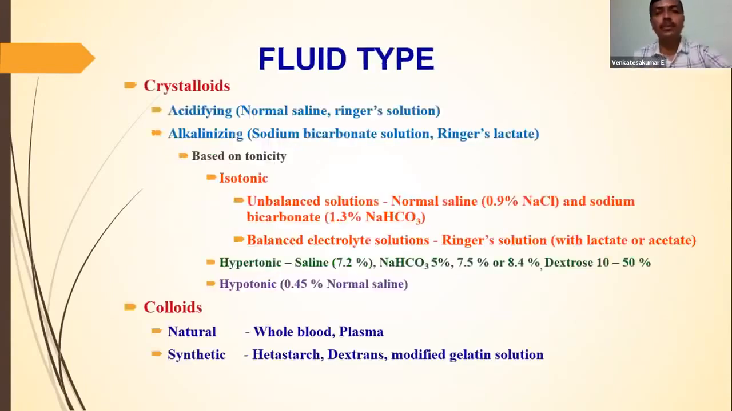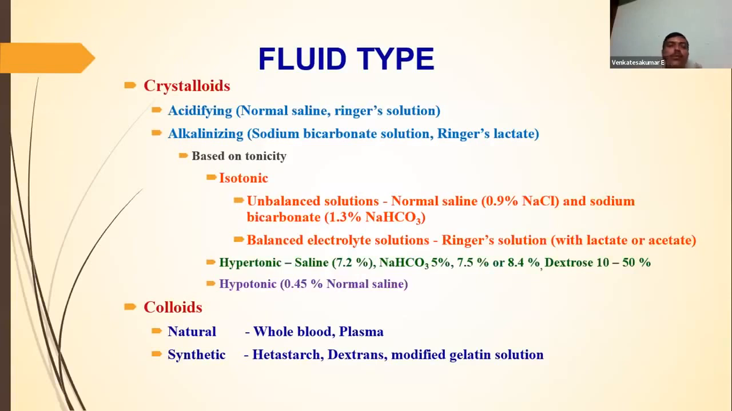Fluid types. The major fluid types are crystalloids and colloids. What do we mean by crystalloids? Crystalloids are the clear, low molecular weight fluids. They are divided, for our convenience, into acidifying solutions and alkalinizing solutions. Acidifying solutions, such as normal saline or Ringer solutions, are mainly used in cases of alkalosis. Alkalinizing solutions are sodium bicarbonate solutions and Ringer lactate.